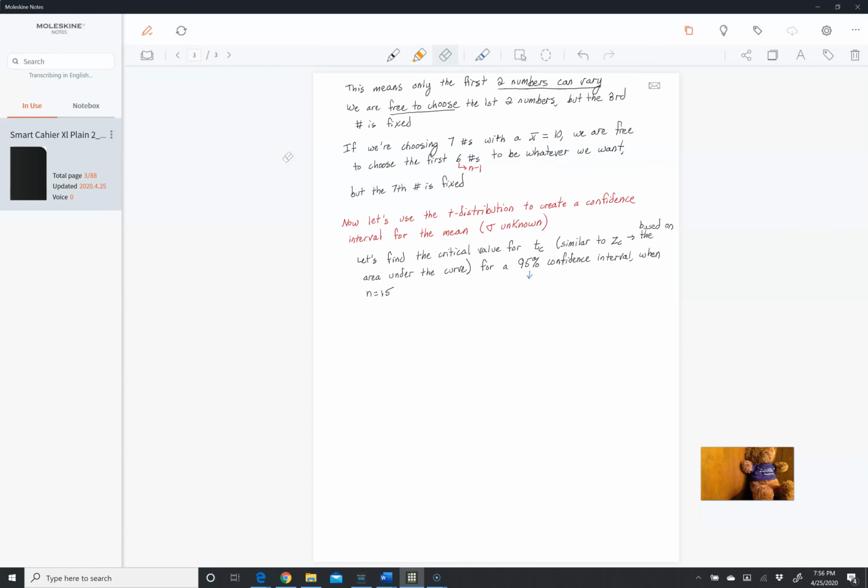So this is the area under the curve, just like it told us the area under the curve for the z-score. This will tell us the degrees of freedom, so we know which curve we're working with. That's why we need the sample size.